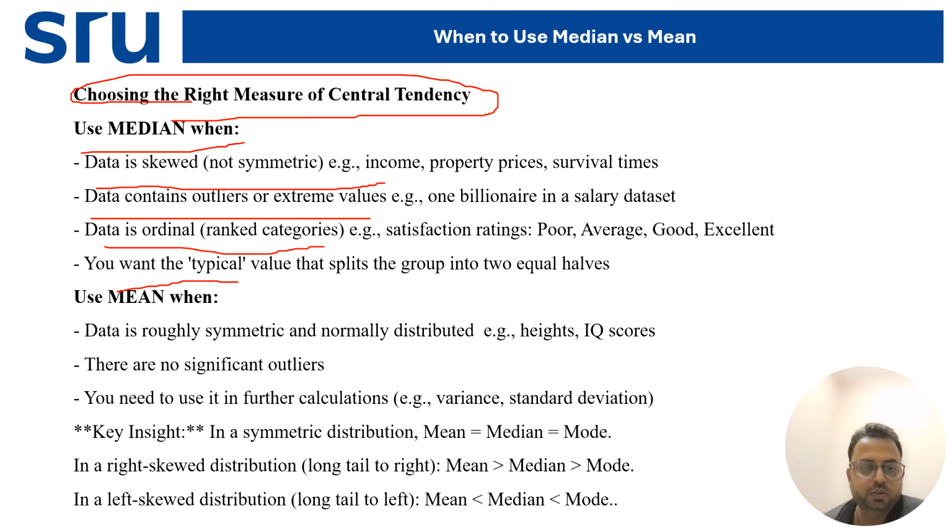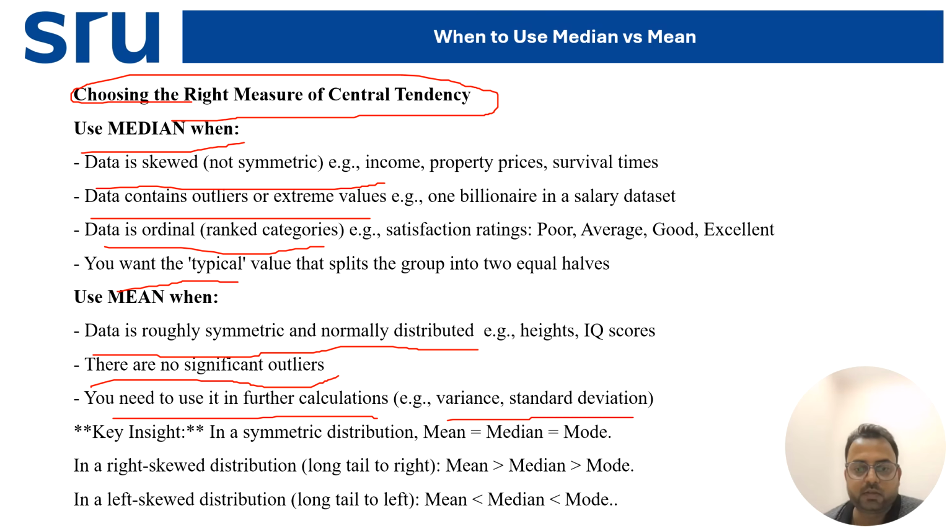And when to use mean? When data is roughly symmetrical or normally distributed, and there are no significant outliers. And we also use it when we need it in further calculations, for example, variance and standard deviation. So we use mean in variance and standard deviation.